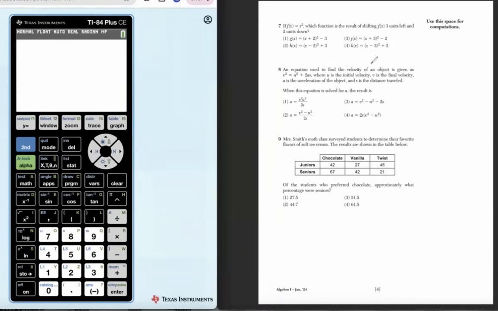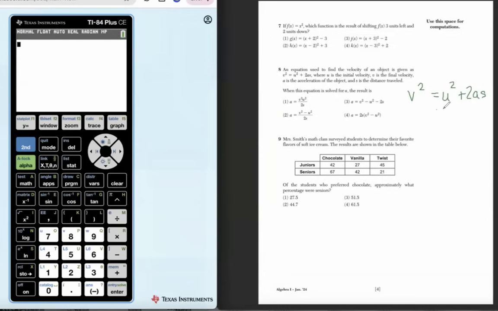Number 8: An equation used to find the velocity of an object is given as v squared equals u squared plus 2as, where u is the initial velocity and v is the final velocity. a is the acceleration of the object and s is the distance traveled. When this equation is solved for a, what is the result? Okay, let's see. So we have v squared equals u squared plus 2as.